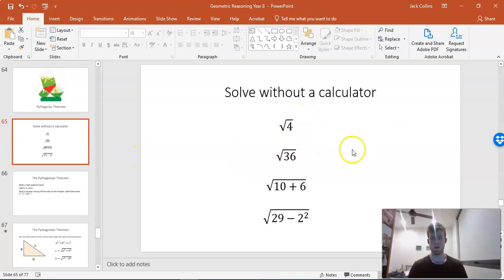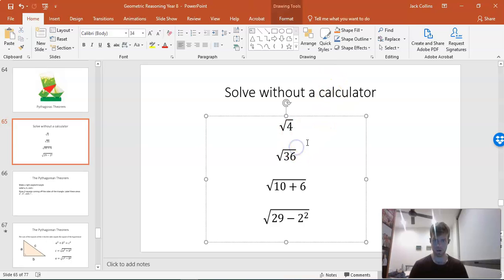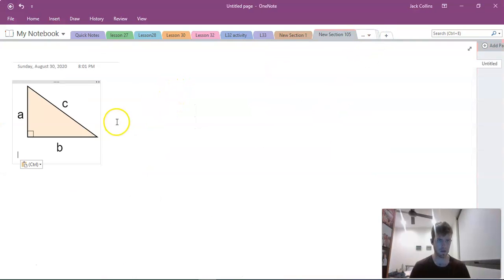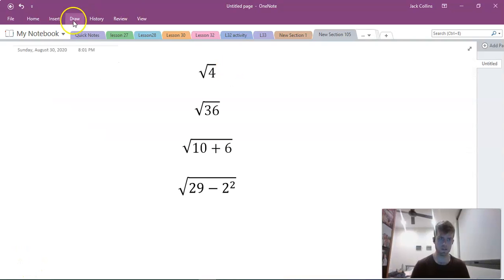The square root, if you'll recall, is the opposite of squaring. The square root of 4 is finding a number that, when multiplied by itself, gives us 4. We know that if we square 2, multiplying 2 by 2, we get 4. So the square root of 4 is 2. For the square root of 36, think of a number that multiplies by itself to give 36. That would be 6, because 6 squared, or 6 times 6, is 36.